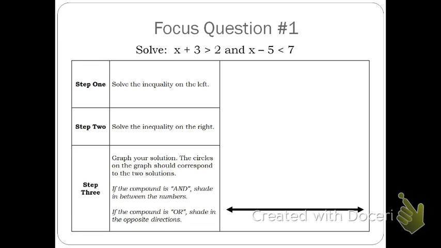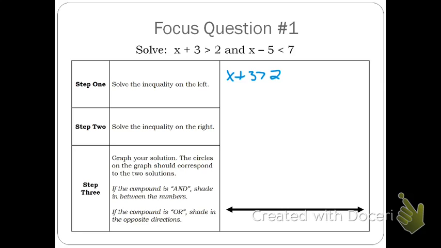So let's take a look at focus question number 1. It says solve x plus 3 is greater than 2 and x minus 5 is less than 7. When I solve these, I will solve each inequality statement individually before I graph them. So I have x plus 3 is greater than 2.